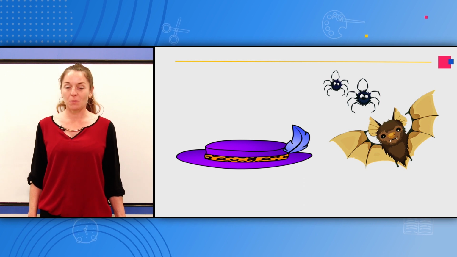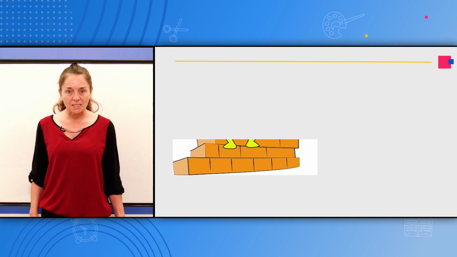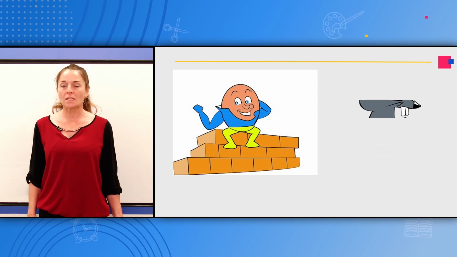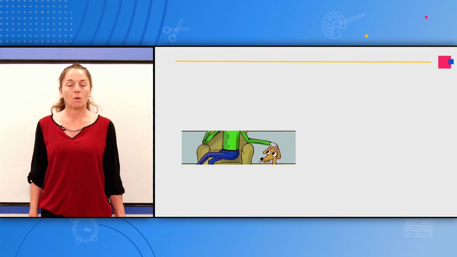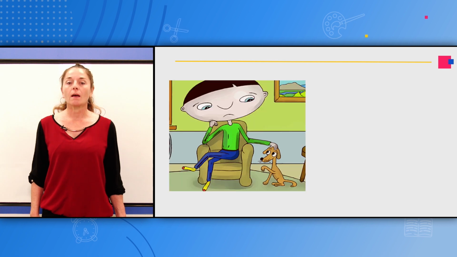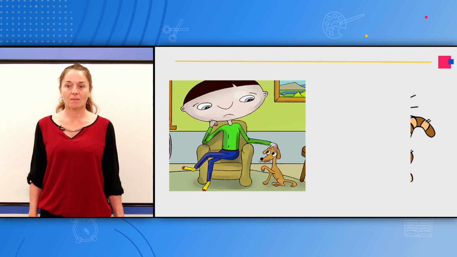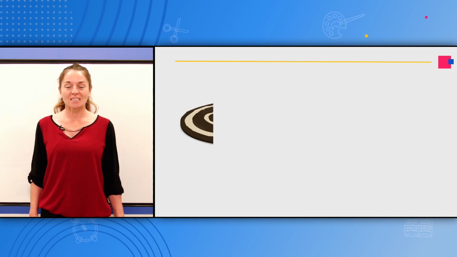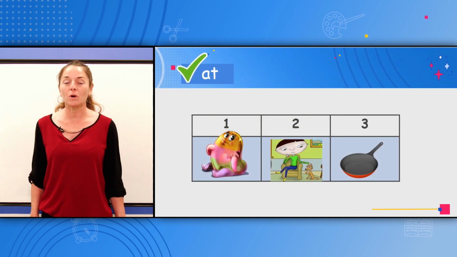Bat. You remember the words. What is it doing? What did it do? It sat. What is this? It's a rat. What did he do? Pat. Sat and pat. What is this? It's a cat. And this is a mat. Very good. You remember the words.